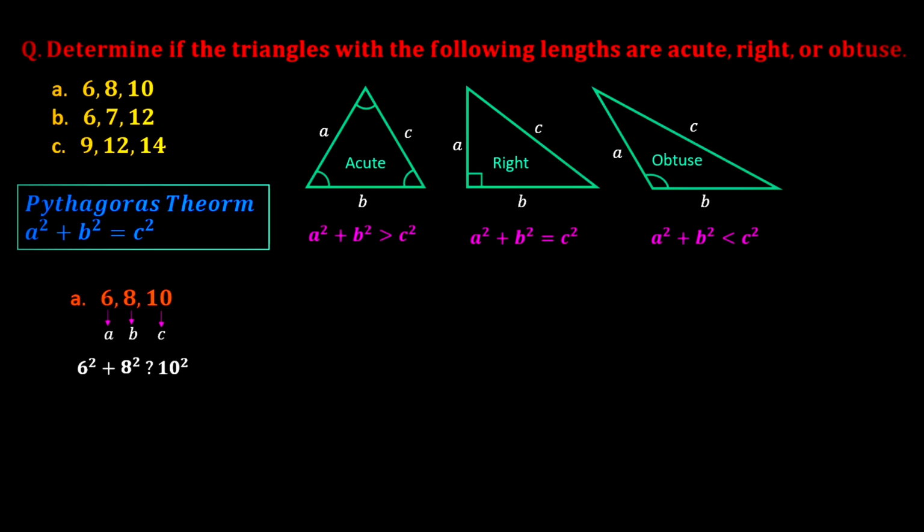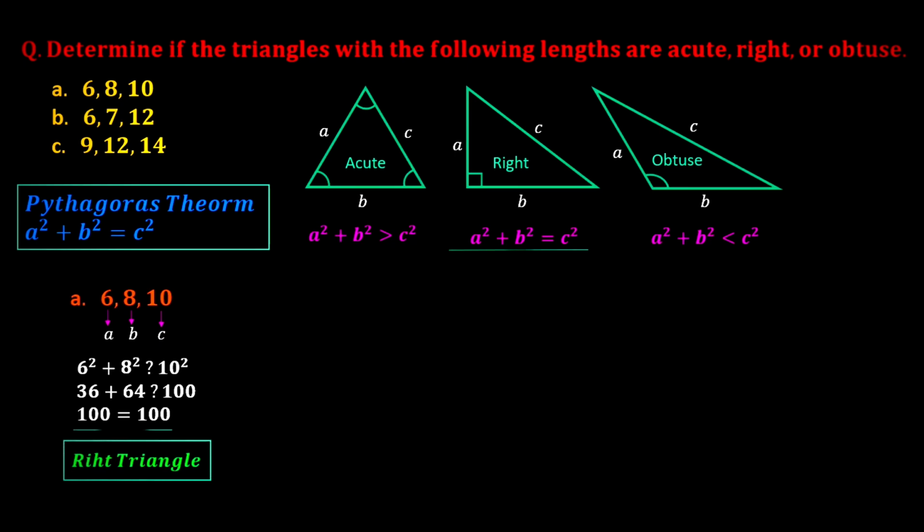All right, so 6 squared means you're doing 6 times 6, that's 36. Plus, 8 squared means you're doing 8 times 8, and what's 8 times 8? 64, question mark? We don't know what's going to go in there. Equal, less than, greater than, we don't know. And 10 squared means you're doing 10 times 10, that's 100. So now, let's keep solving. 36 plus 64 is 100, and 100 equals 100. So looking back to our formula over here, if a squared plus b squared is equal to c squared, then you have a right triangle. That's your answer for that one.